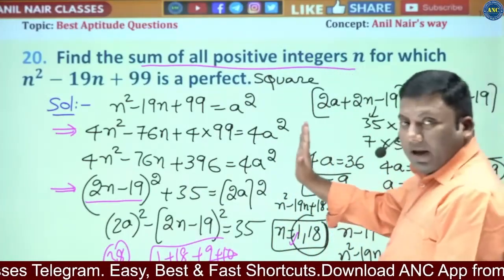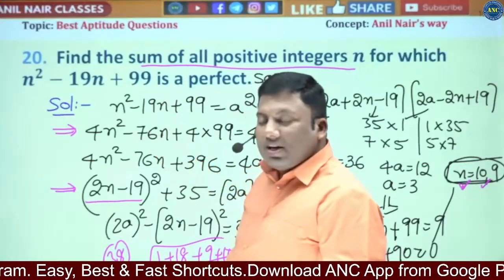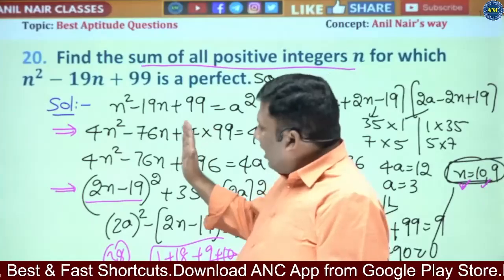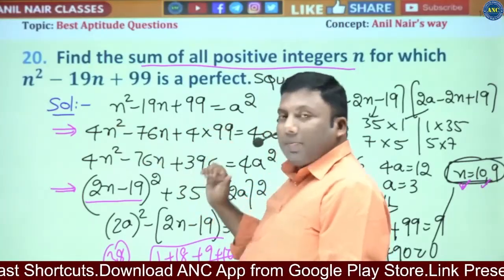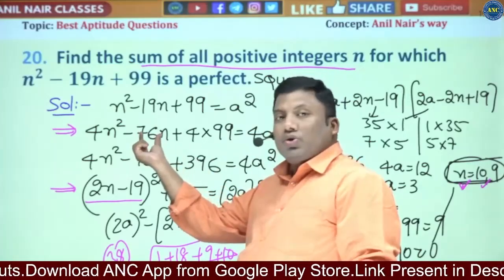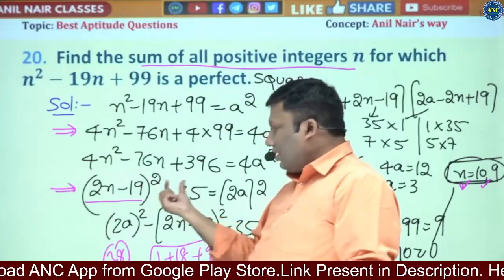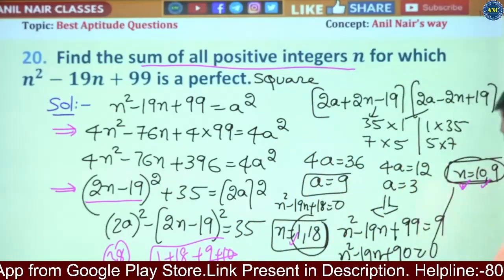N square multiplying by 4, clear. The idea is I looked at the question. There are 3 terms. What is the square of an expression which will have 3 terms? (a minus b) whole square, a square minus 2ab plus b square. So it is equivalent to 4n square, it is 2 into 2n. Remaining is 19. 19 square is 361 plus 35. Idea clear? So 1, 18, 10 and 9.